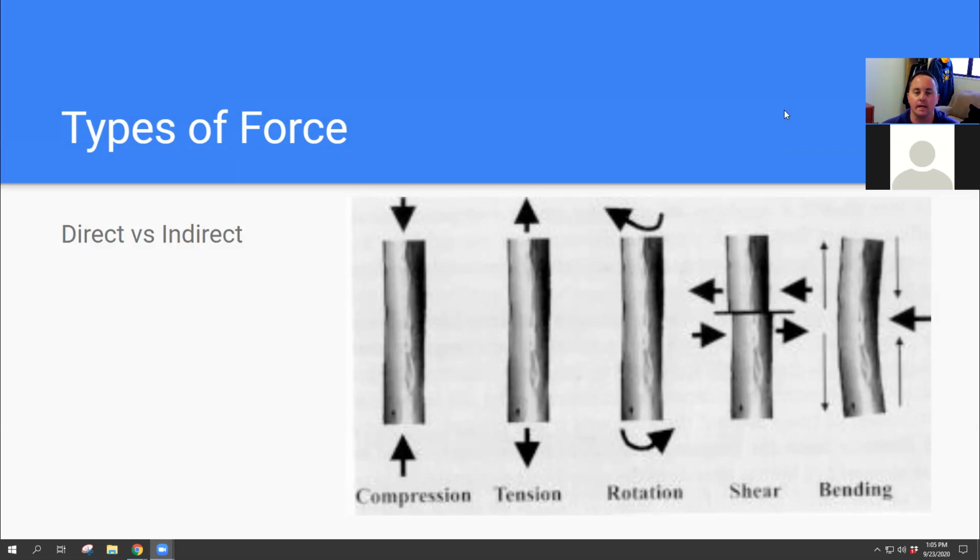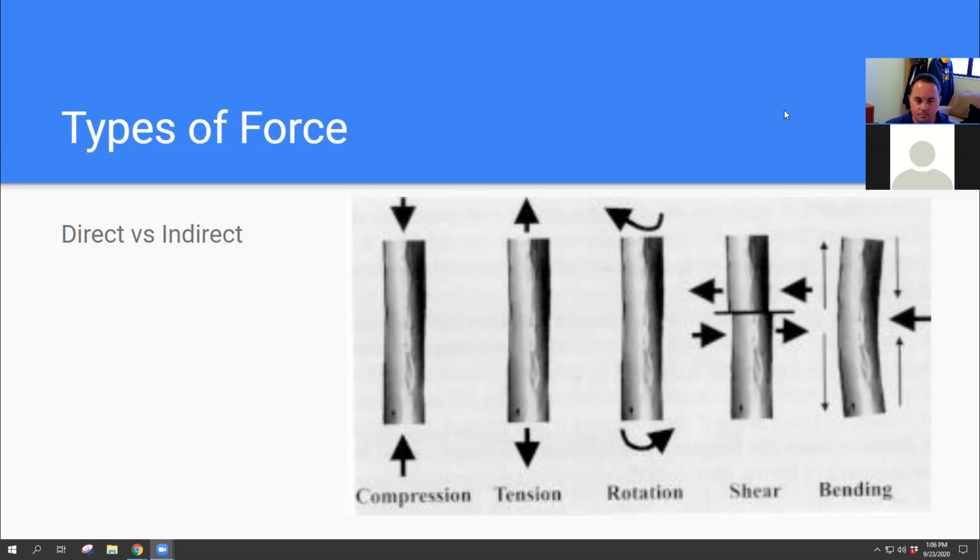Third is a rotation. So I have one end planted, it doesn't move, and the other end, let's see if I can get it out of my face here so you can see it, I twist. Well, you can't really see that because I'm too far away. Okay, so I twist it, and that can cause an injury as well.